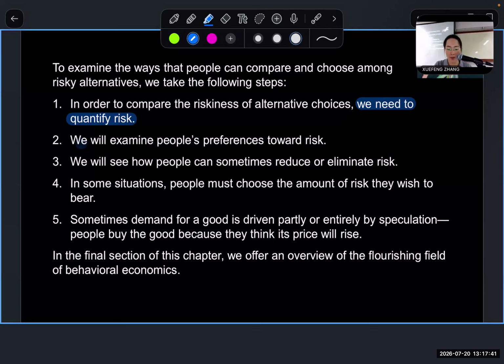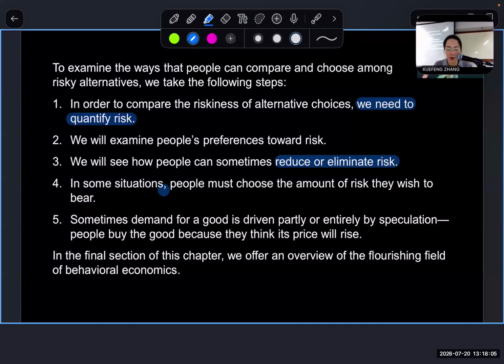Next one, we will examine people's preference towards risk, right? Like I talked about before, we look at how different people feel about risk. Some hate it, some don't. Next one, how can we lower risk? Reduce or eliminate risk.